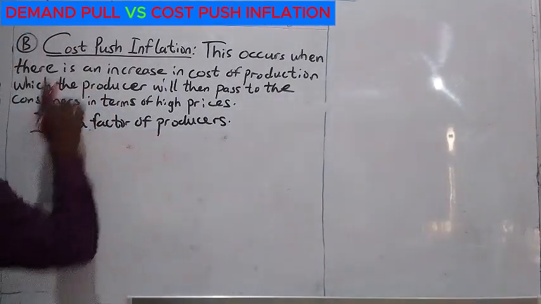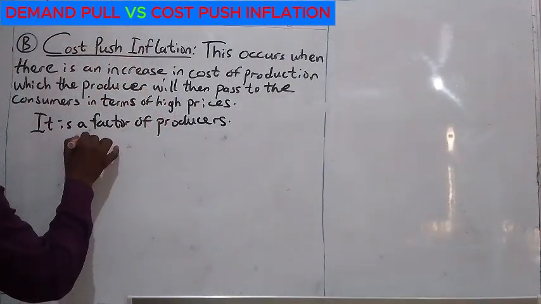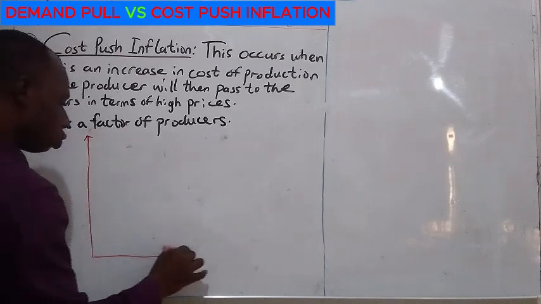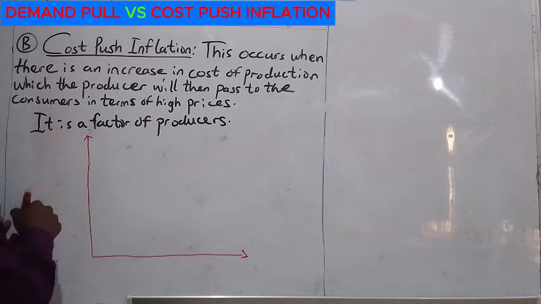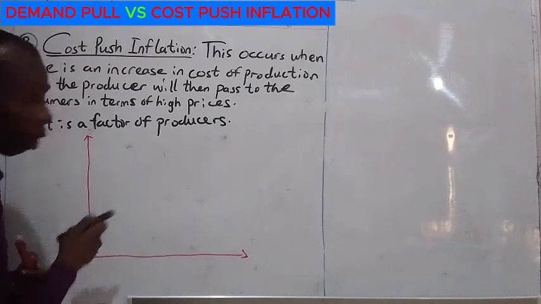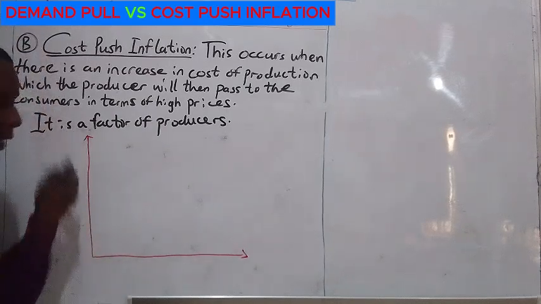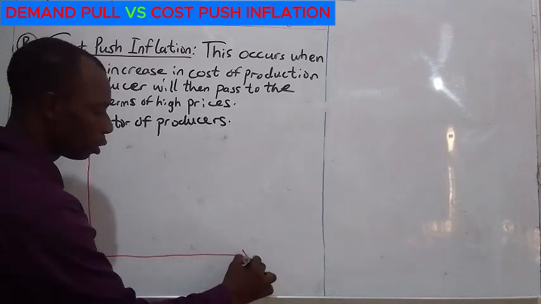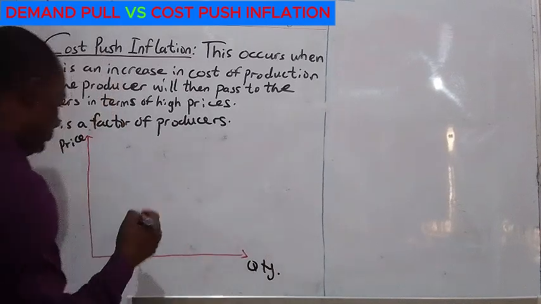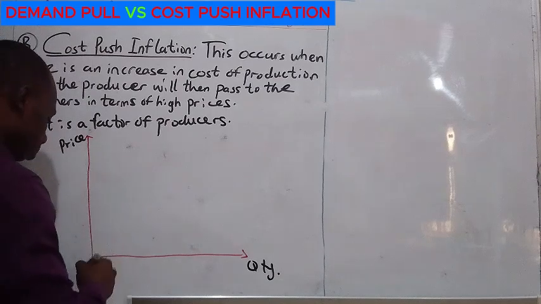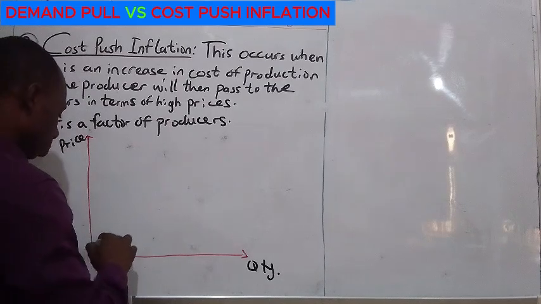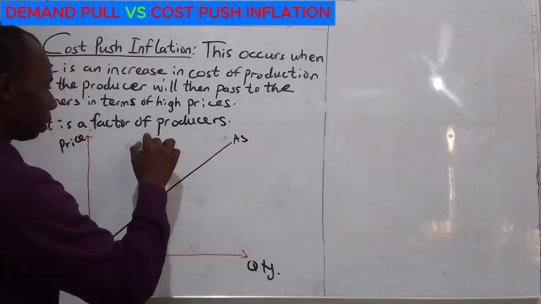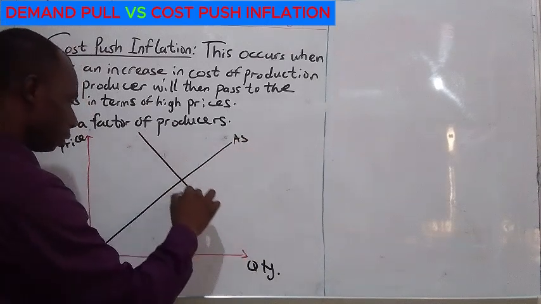So how would a graph of cost push inflation look like? Now, here too, on our vertical line we're going to have price, and on the horizontal line we're going to have quantity. So here is price on the vertical line. Always ensure that your price is on the vertical line. Here is price, and here is quantity being demanded. So what happens is that there is an aggregate demand and an aggregate supply. Here is aggregate supply, and here is aggregate demand, AD.